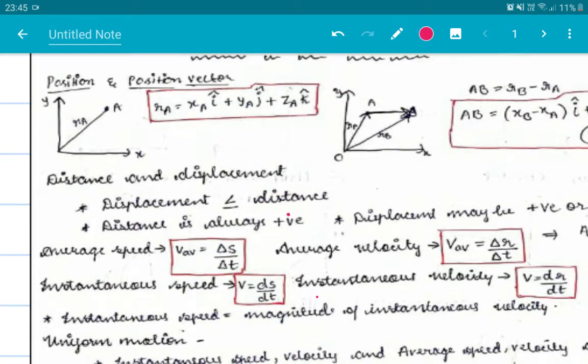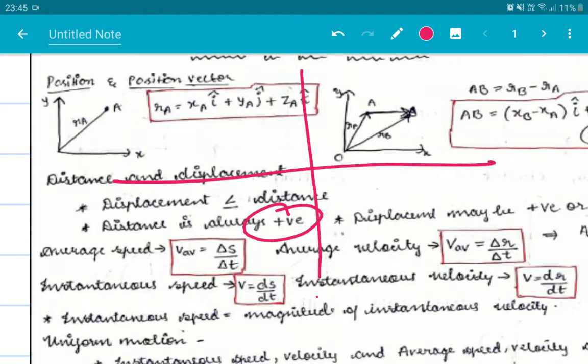Next, distance is always positive. You know that. Suppose this is a graph. Now you want to find, so like some particle or some car started traveling from origin. From origin it moved like this towards the right, that is positive x-axis, up to here. And again it took a U-turn and came back here, up to here.